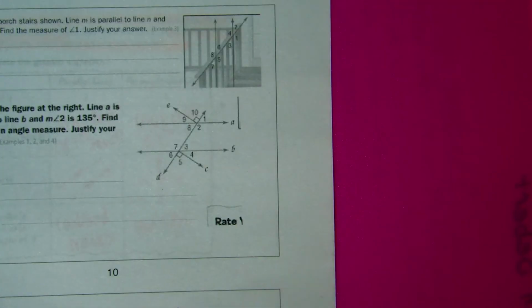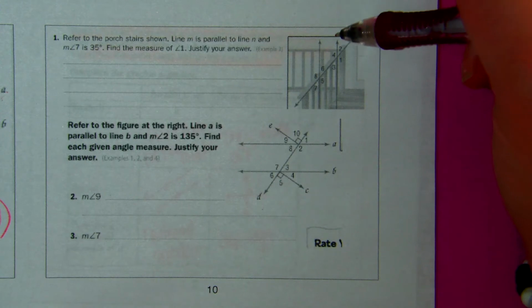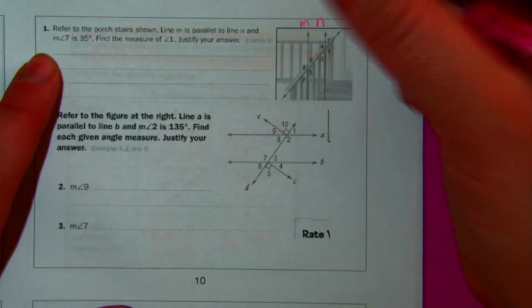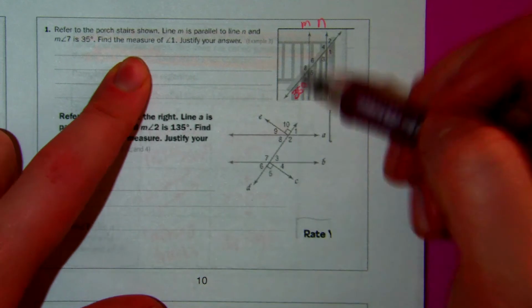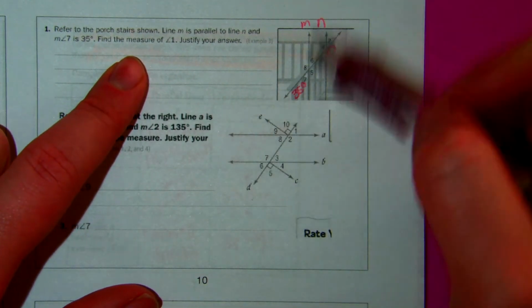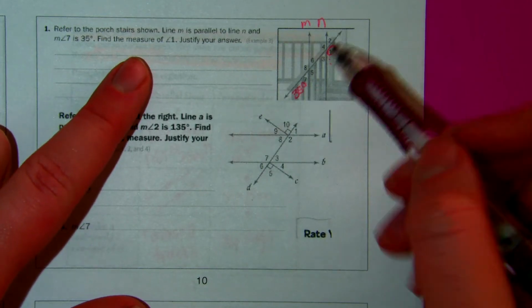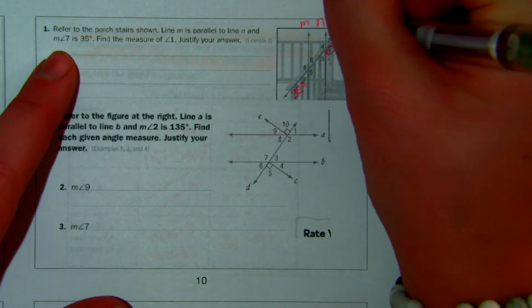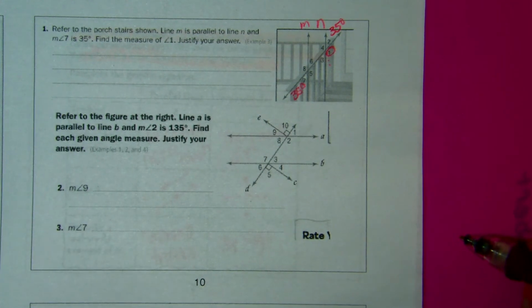Slide 10. Refer to the porch stairs shown. Line M is parallel to N. These are the parallel lines. And angle 7 is 35 degrees. Find the measure of angle 1. Okay, well we need to get all the way over here. They're both exterior, but they're not alternate exterior. Well, if we did go to its alternate exterior, that would be angle 2. So that would be 35 degrees. And angle 2 and angle 1 are supplementary. We could use that information.